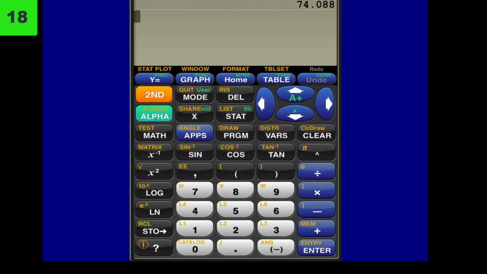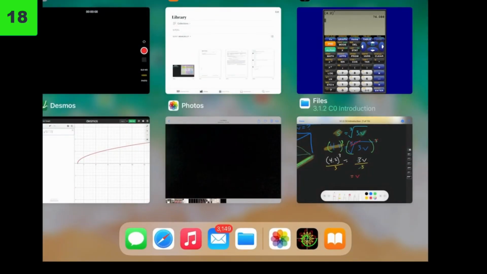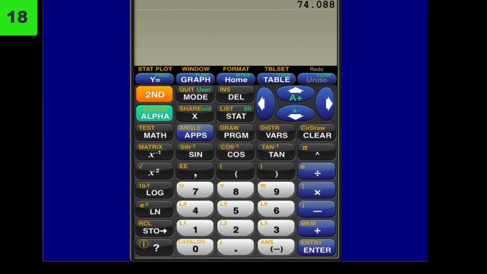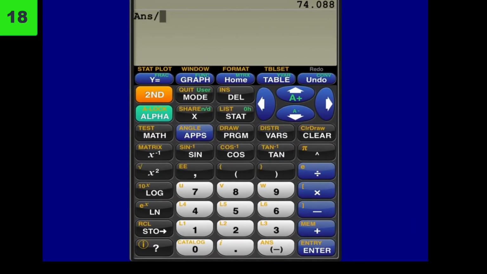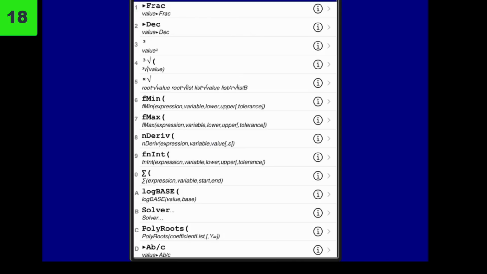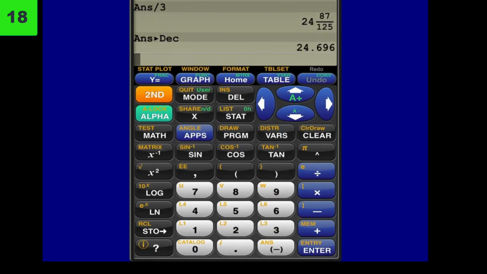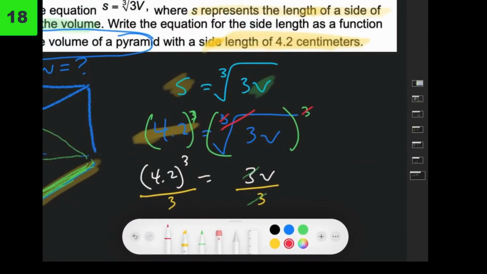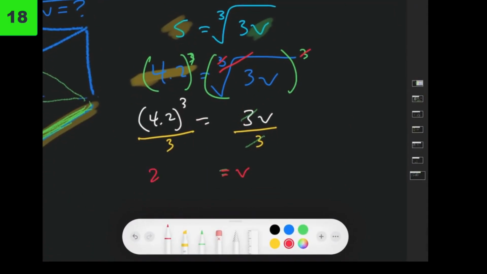And then we needed to divide that answer by what number? 3. So I don't touch anything, just write divided by 3. So the answer will just come up when you press enter. I'd rather have some decimals. So I have v equals 24.696.